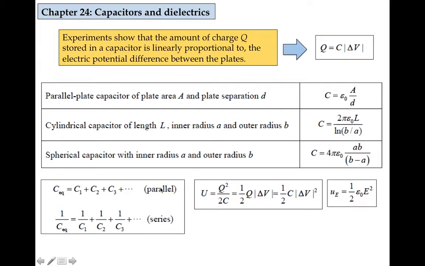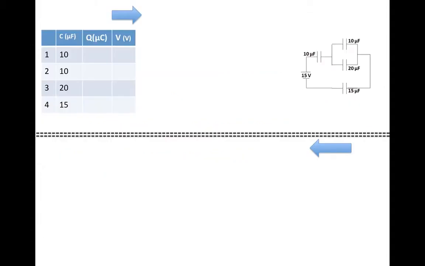So this is one way of changing, increasing, the capacitance of a capacitor. Another way is by introducing a dielectric material. Dielectric materials are those insulators that when you insert them inside the electric field, the electric field becomes less, is reduced, and therefore the capacitance of the capacitor is increased. So introducing a dielectric material will increase the capacitance and will reduce the electric field inside that capacitor. Okay.